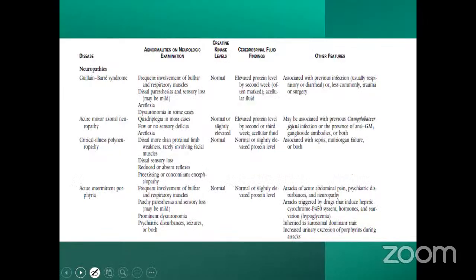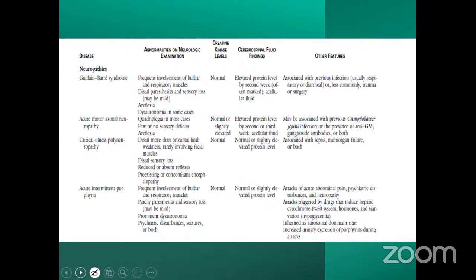If you look at GBS, there is frequent involvement of bulbar and respiratory muscles, distal paresthesias and sensory loss, basically of vibration, areflexia, and there are strictly laid out criteria, the modified Asbury criteria, with dysautonomia in some cases. The CPK is normal, with elevated protein level in the second week, an albuminocytologic dissociation, and it may be associated with infection, trauma, surgery, or vaccinations.